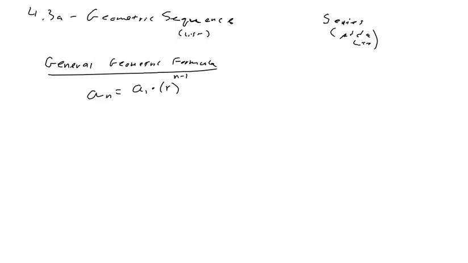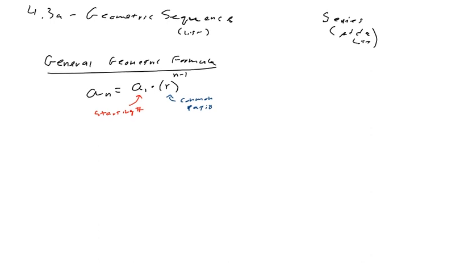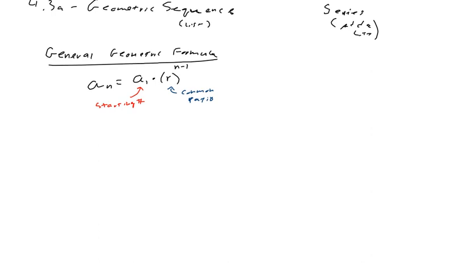Let me do them in blue. Common ratio. It's the thing you multiply by every time. What are you multiplying by every time? That's your common ratio. And of course, A1 is the starting number. A1, we said this is the starting number, our first number in the sequence, right? A sub 1, our beginning number.